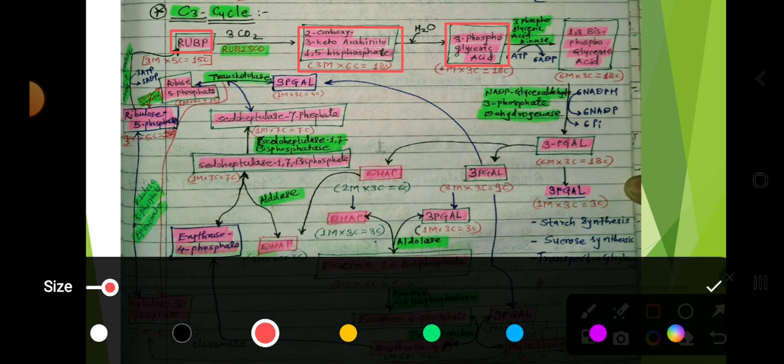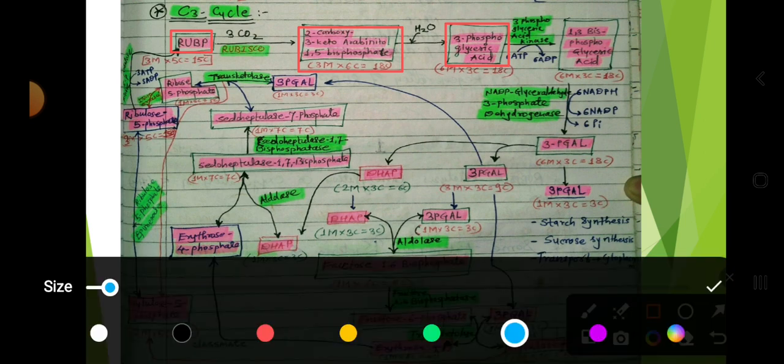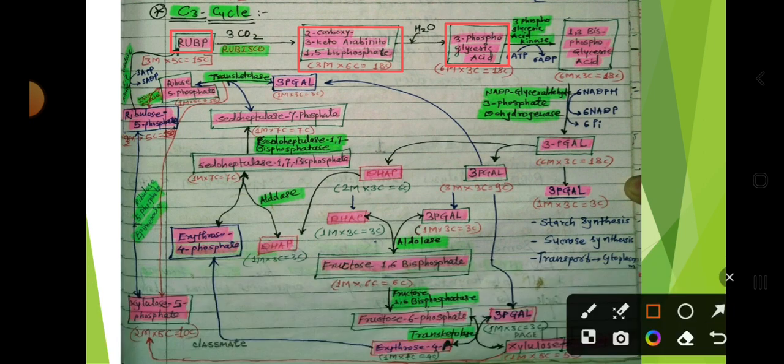In the next step, 3-phosphoglyceric acid is converted into 1,3-bisphosphoglyceric acid, and the enzyme which carries out this reaction is called 3-phosphoglyceric acid kinase. Here the requirement of energy is fulfilled by the utilization of ATP molecules. For one molecule there is a requirement of 1 ATP. Hence the 6 molecules are converted into 1,3-bisphosphoglyceric acid, requiring 6 ATPs, which are hydrolyzed into 6 adenosine diphosphate.